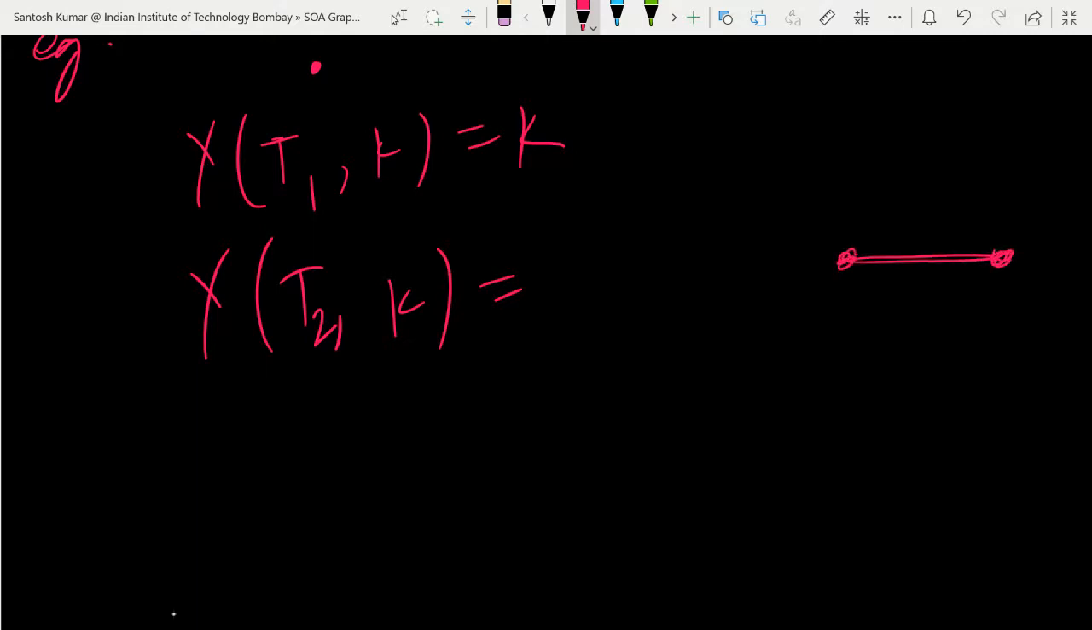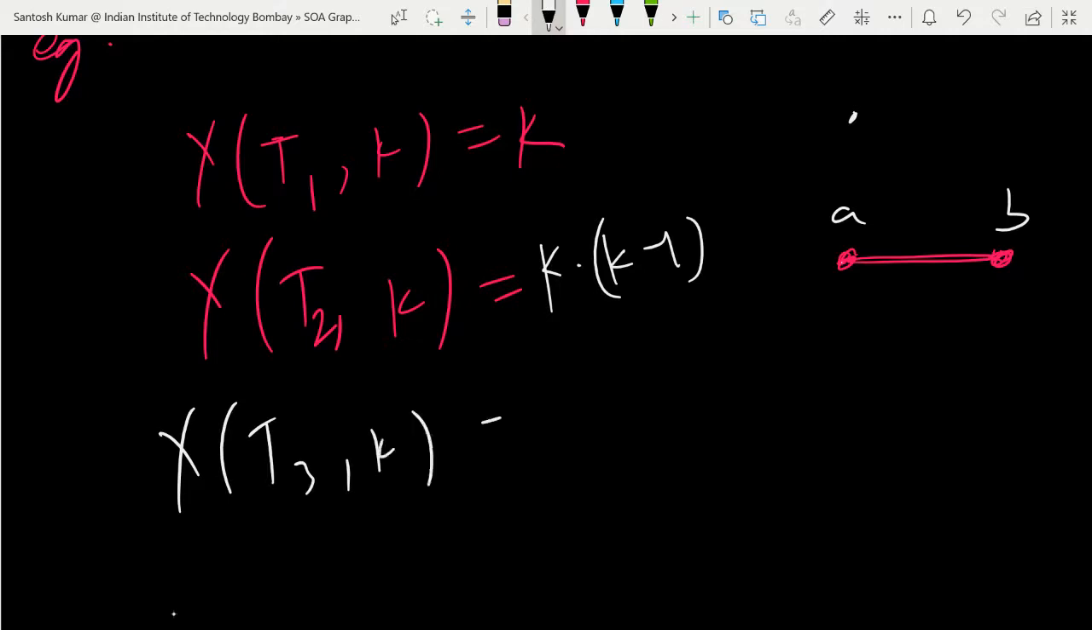How many ways do you have to color the vertices, or the number of proper colorings? Like A, B are two. For T2, a tree with two vertices, like P2, for the vertex A you have k choices, and for the vertex B you have k minus 1 choices. Let's come to T3 comma k. This is a tree with three vertices, or a P3 actually.